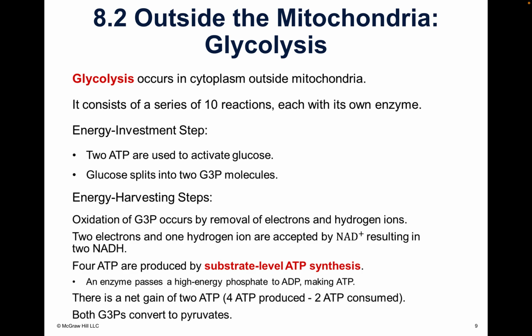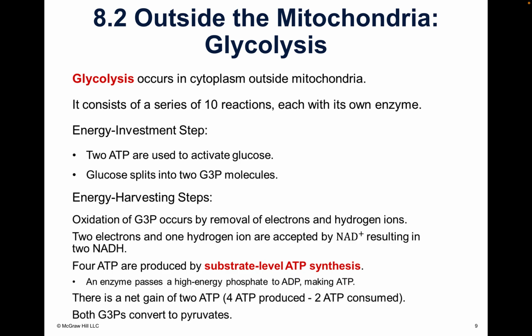That's where the oxidation, or the electron loss, of G3P happens. So we remove those electrons and those hydrogen ions. 2 electrons and 1 hydrogen ion are accepted by NAD+, resulting in 2 NADH. 4 ATP are produced by something called substrate level ATP synthesis. So there's a net gain of 2 ATP because there are 4 ATP produced minus 2 ATP consumed. And then both G3P molecules convert to something called pyruvate.